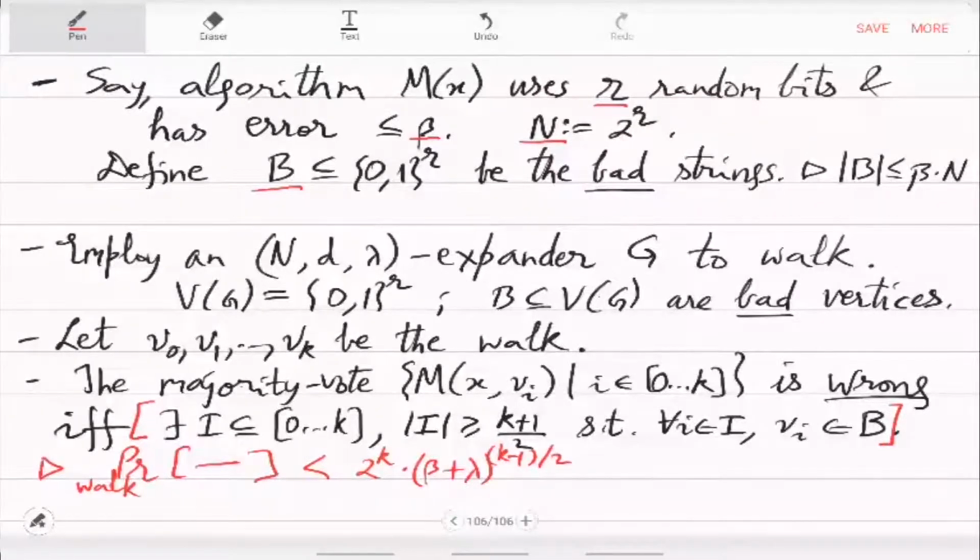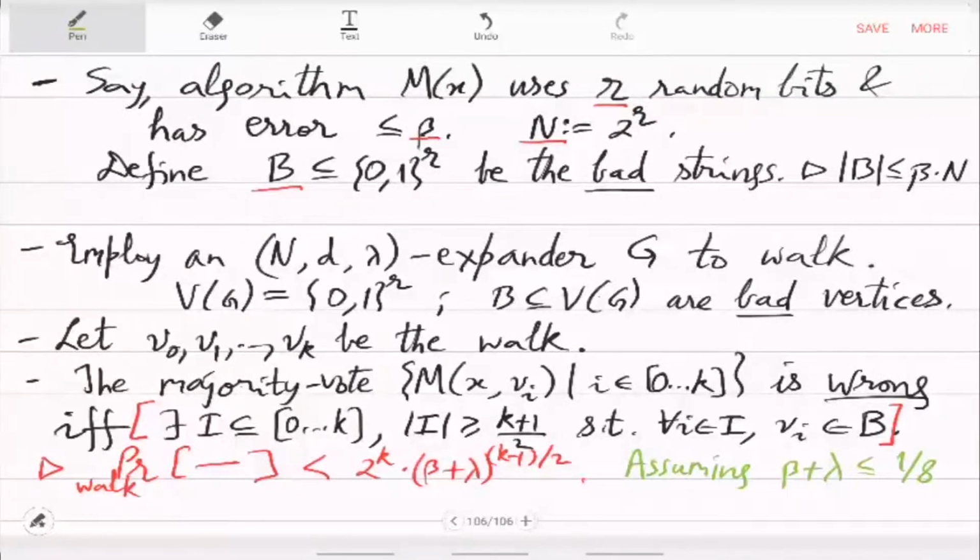That is the error probability that you use the expander, explicit expander, run M, take the majority vote, and still you get a wrong answer. So that probability is limited by this expression. So you just have to take beta plus lambda, assuming beta plus lambda to be, let's say, less than or equal to 1/8, which you can ensure.